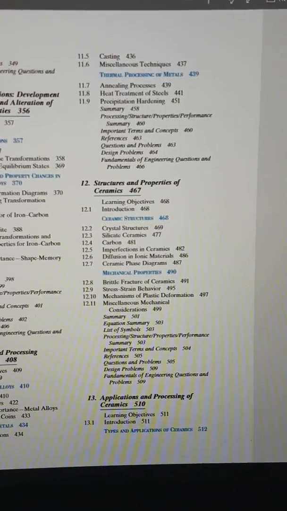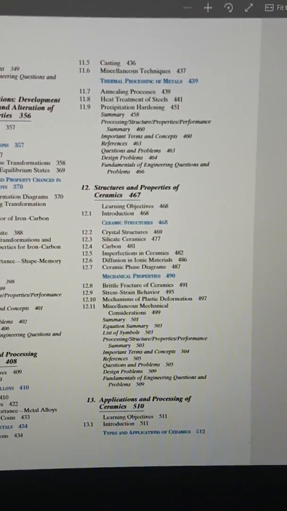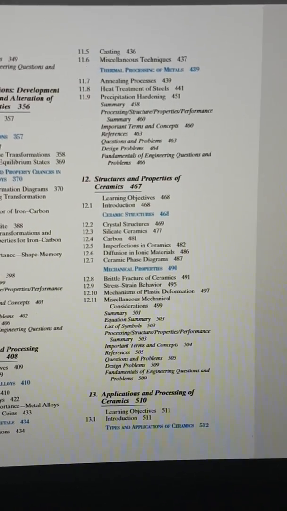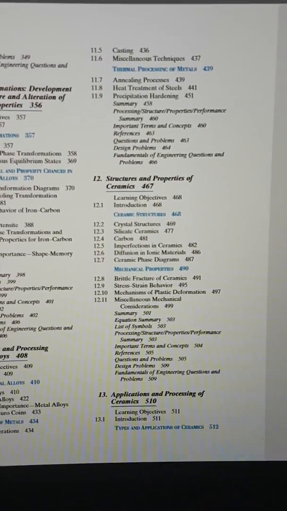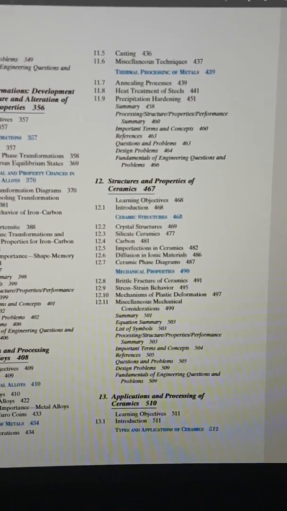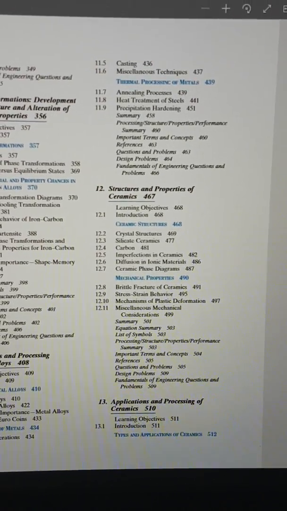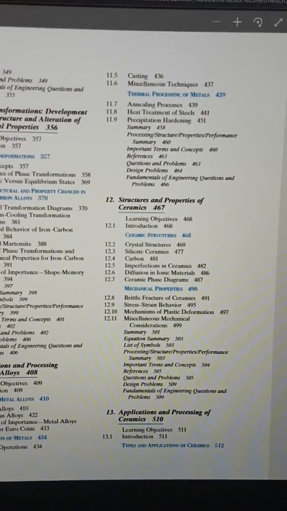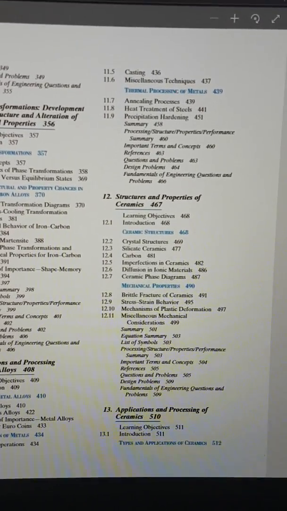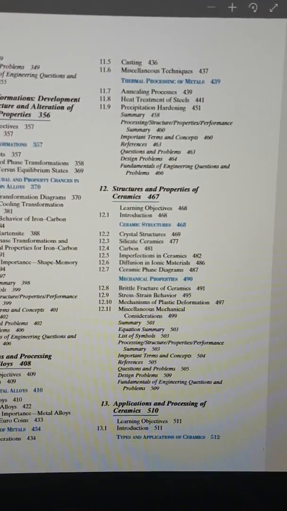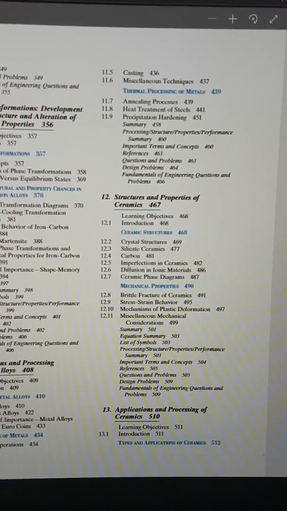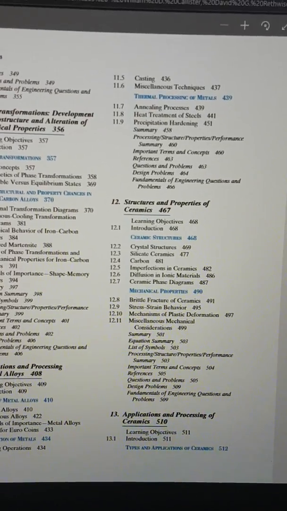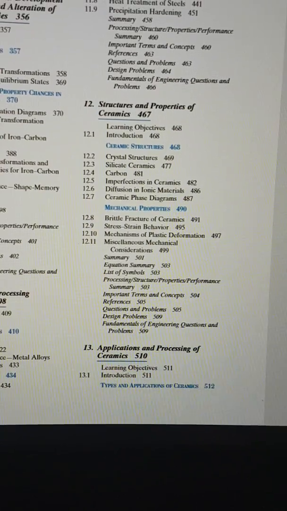And for chapter 12, we're going to see the structures and properties of ceramics. Ceramics is another type of material, so we're going to see that. And these are also very important materials. So we're going to look at the atomic structure. We're going to see the ceramic structures, where we're going to talk about the crystal structures, the silicate ceramics, the carbon, the imperfections in ceramics, and the mechanical properties, why ceramics are brittle, their stress-strain behavior, their mechanisms of plastic deformation.